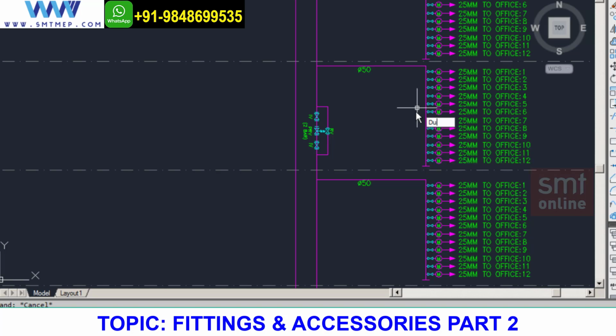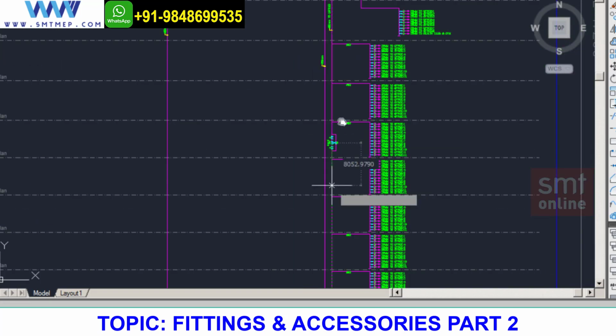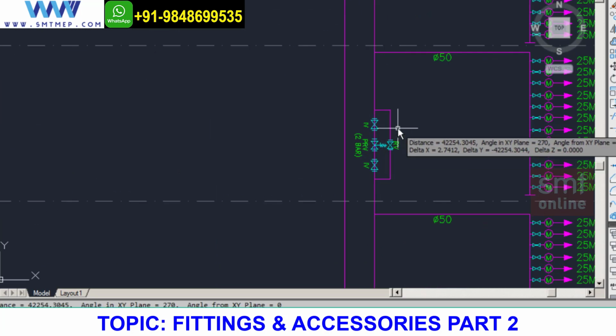So let's do this also. For example, I'll be using the DI command again for the distance. Let's measure from this PRV to this PRV. This is what your question is, right, Mudassir? So let's do this, Mudassir. 42254.30 mm. Convert this to meters, convert meters to feet, multiply by 0.433. Okay, so I think now Mudassir, you have cleared your doubt because it was zero for sure over there.